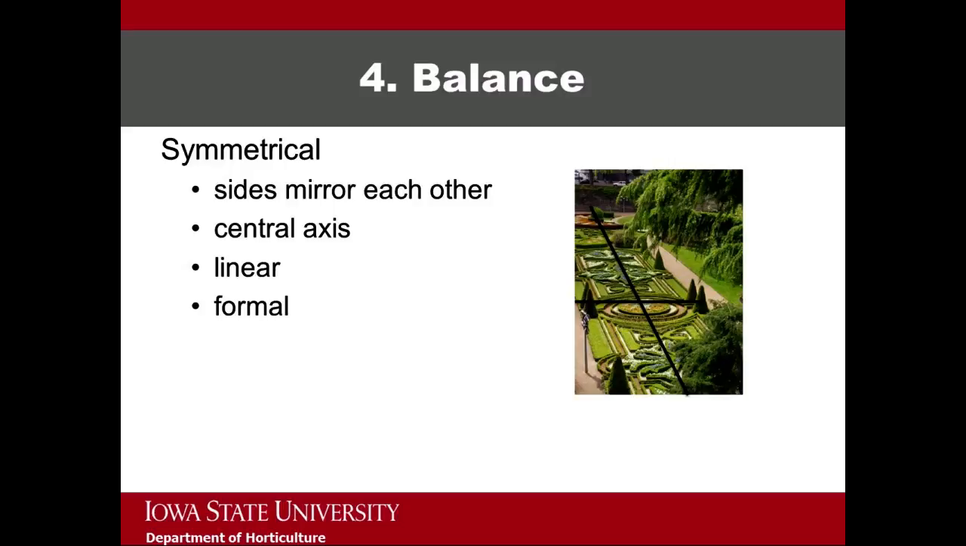Balance is the fourth principle. I've already referred to it when I discussed order or design framework. Symmetrical balance is characterized by a central axis along which a landscape can be divided visually. The sides on either side of the axis are a mirror image of each other. And although symmetrical balance is often associated with landscapes that have a lot of linear or straight elements, it can be applied to any landscape.